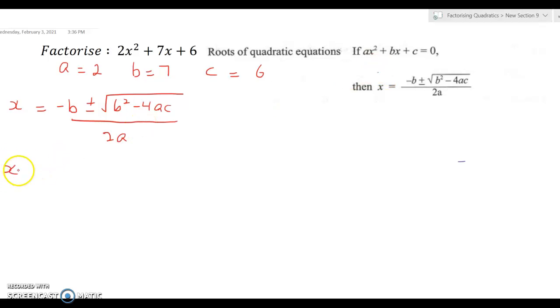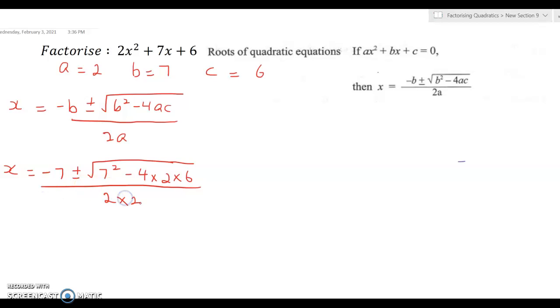So b is 7, so we're going to get minus 7 plus or minus the square root of b squared, which is 7 squared, minus 4 times a, which is 2, times c, which is 6, all over 2a, which is 2 times 2. So you're going to get x is equal to minus 7 plus or minus the square root of 7 squared is 49 minus 4 by 2 by 6 will give me, so 4 by 2 is 8 by 6 is 48. So you get 49 minus 48 over 2 by 2 which is 4.